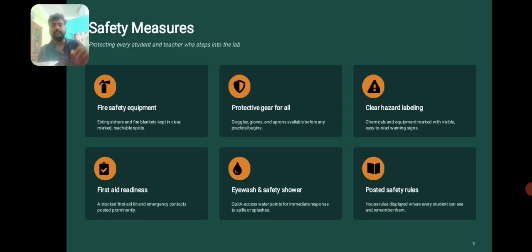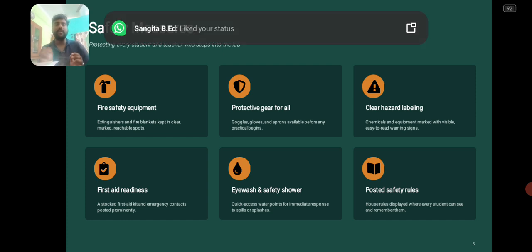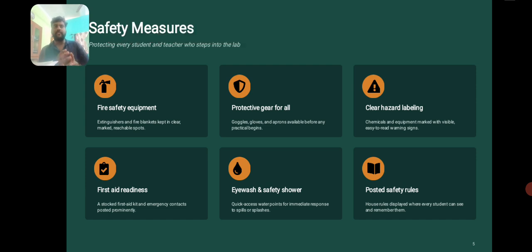Next, safety measures. Safety measures is one of the great points needed to design a laboratory, with crucial safety measures like fire extinguishers and fire blankets in easy to reach places. Next, protective gear for all, like goggles, gloves, aprons that are needed for a chemical lab.